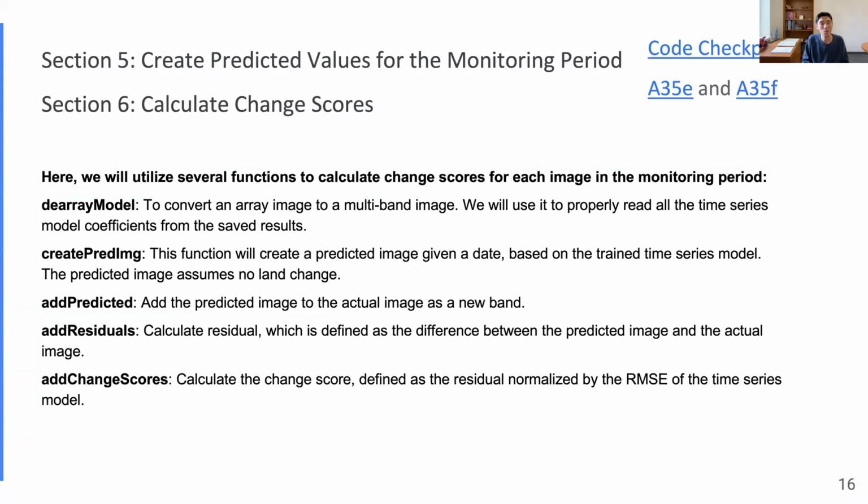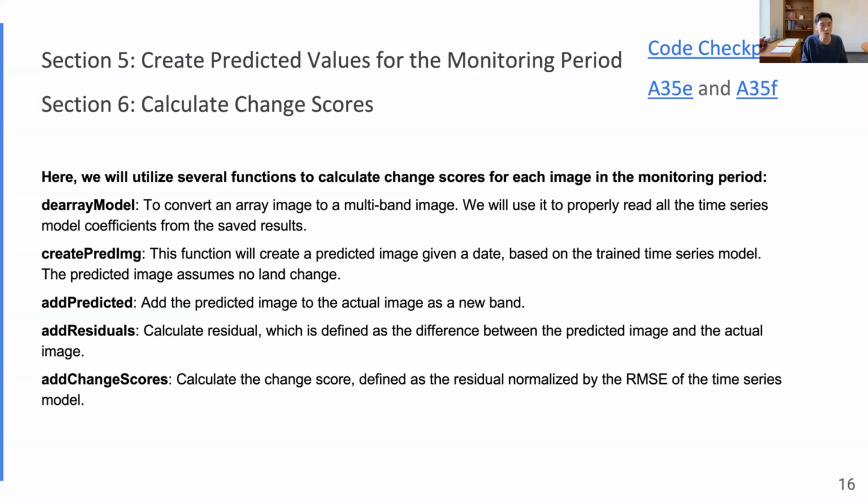The second function we will use is the create predict image function. This will take the model coefficients and create a predicted image given a date. So the date is the X, and then using all of the coefficients, it can calculate the Y, which is the NDFI for the optical image and the EVI backscattering for the Sentinel-1 image. That will create a whole new synthetic image, which is a prediction for any given date in the monitoring period based on the trained time series model. Now, the add predicted function will add the predicted image to the actual image coming in from the monitoring period. Those are real images.